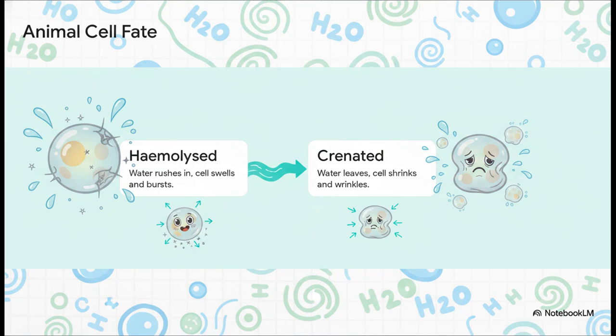Without that cell wall, things get wild. If an animal cell is placed in a solution with a higher water potential, water rushes in. The cell expands, but with nothing to hold it back, it swells way too much, literally bursts open, and becomes hemolyzed. No way back from that. On the flip side, if water rapidly leaves the animal cell by osmosis, the whole thing shrinks down, looking all shriveled and wrinkled. In this state, it is crenated.